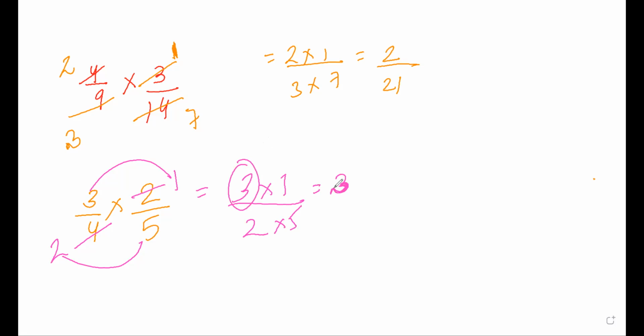Juri got confused. Yes, Juri? I'm so confused in multiplications. 3 over? 3 over 2 times 5. Come on, Juri. 2 times 5. 2, 4, 6, 8, 10. 2 times 5 is 10.